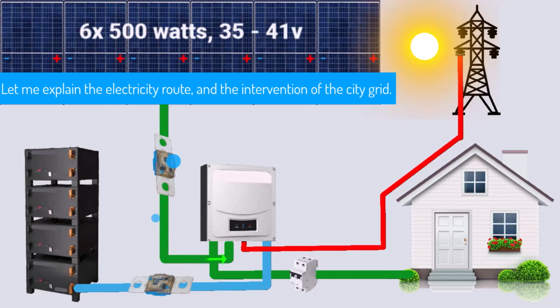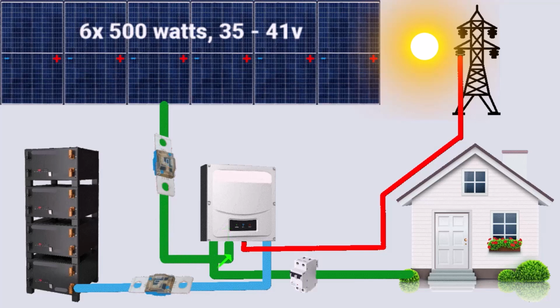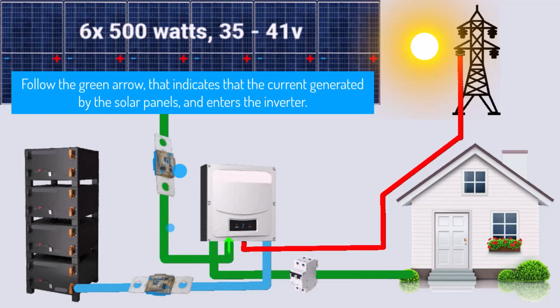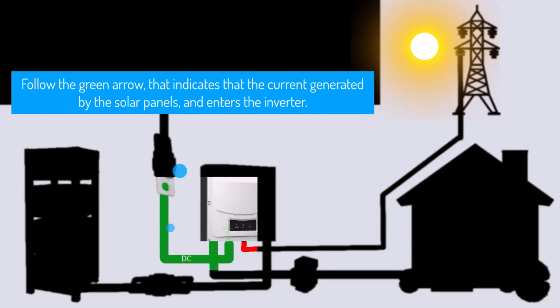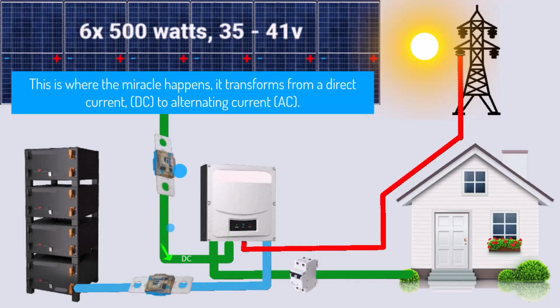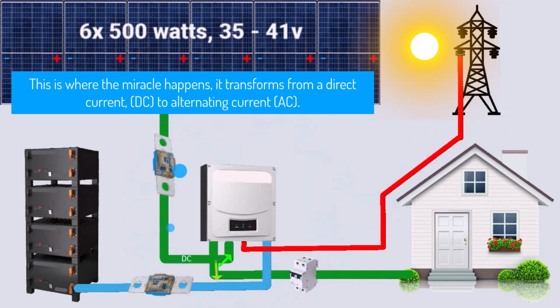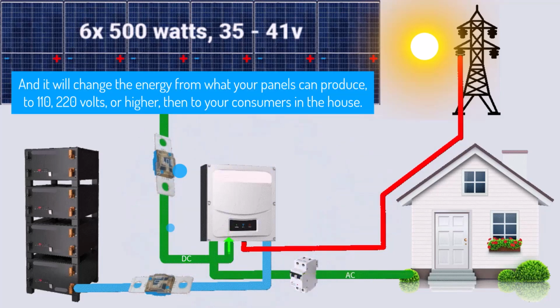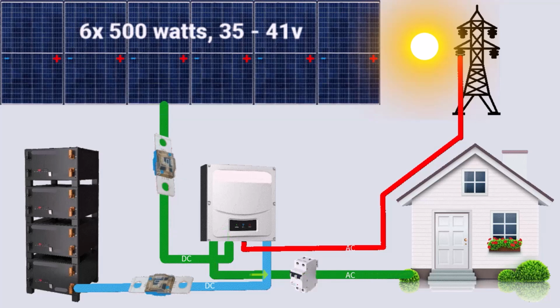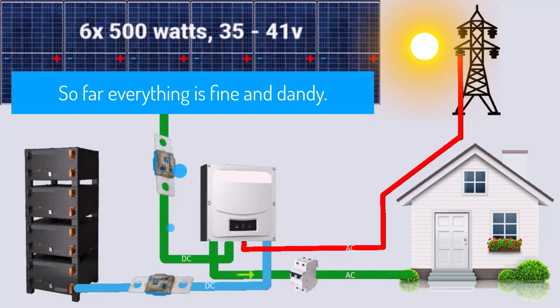Let me explain the electricity route and the intervention of the city grid. Follow the green arrow that indicates that the current generated by the solar panels enters the inverter. This is where the miracle happens. It transforms from direct current, DC, to alternating current, AC, and it will change the energy from what your panels can produce to 110, 220 volts, or higher, then to your consumers in the house. So far everything is fine and dandy.